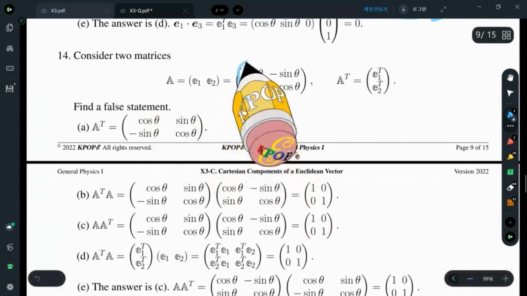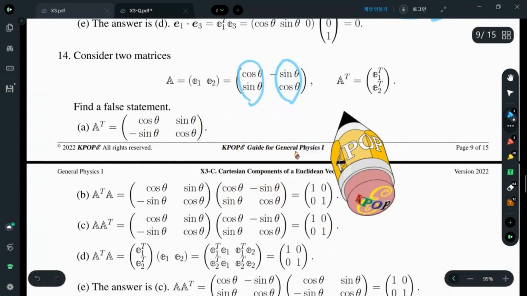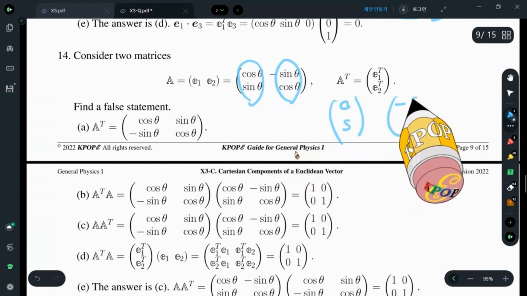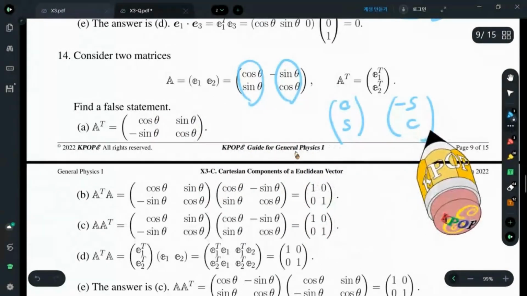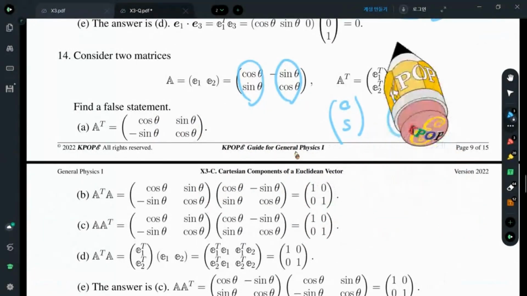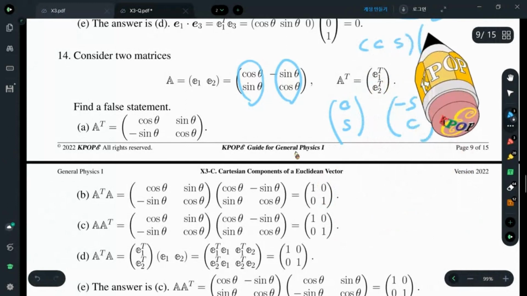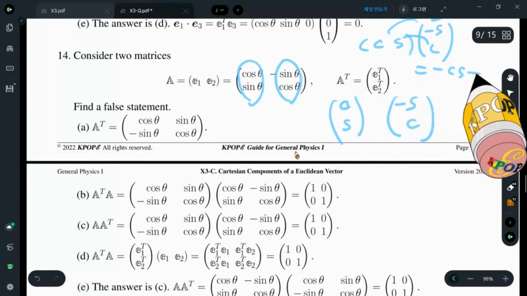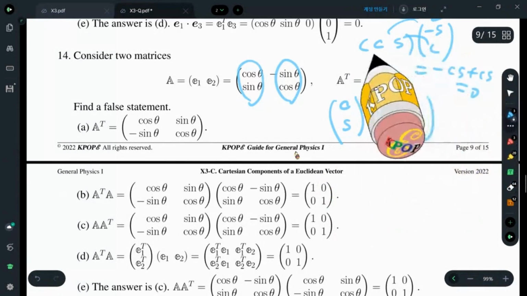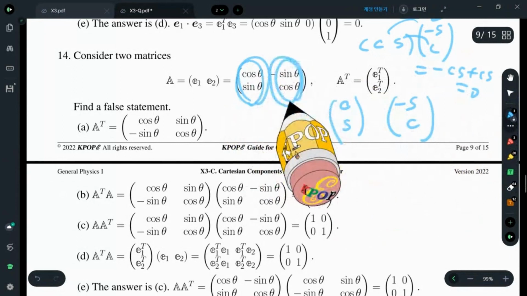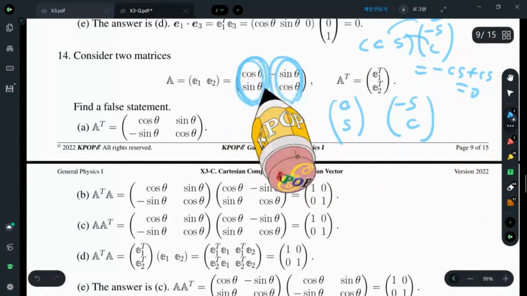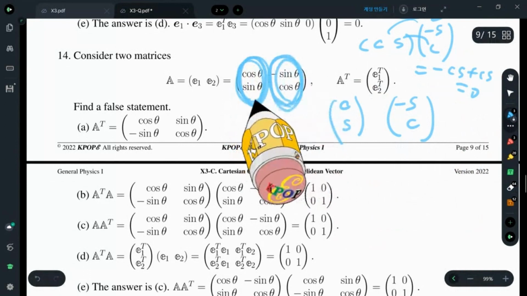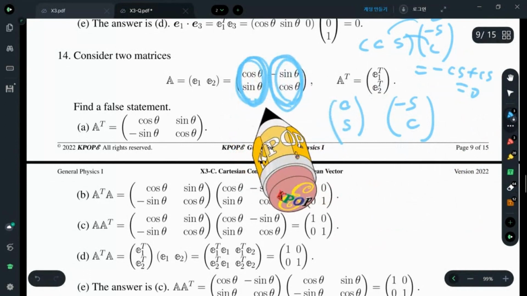Now we have two orthogonal vectors. We just learned that (cosine, sine) and (minus sine, cosine) are perpendicular to each other. You remember, when you multiply them, they cancel. So these two vectors are perpendicular to each other. Let me just copy these perpendicular vectors as two columns of a matrix.